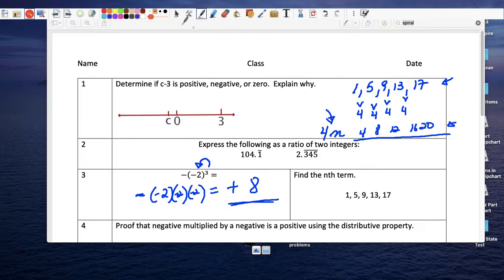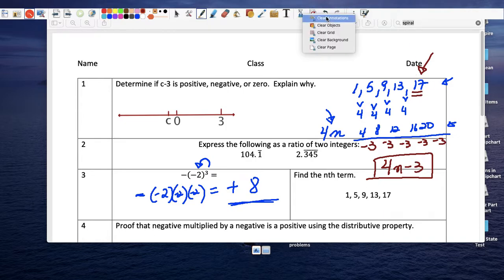Well, remember I told you we can subtract, right? 1 minus 4 is negative 3, 5 minus 8 is negative 3. So you notice that it's minus 3, minus 3, minus 3. So our sequence ends up being 4n minus 3. So that's the nth term here. Just double check. Let's pick the 5th term. So when n equals 5, we should get 17. Do we get that? 4 times 5 is 20, minus 3, 17. Yeah, we're good.